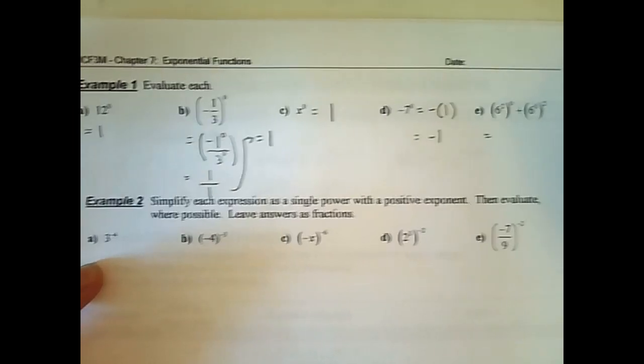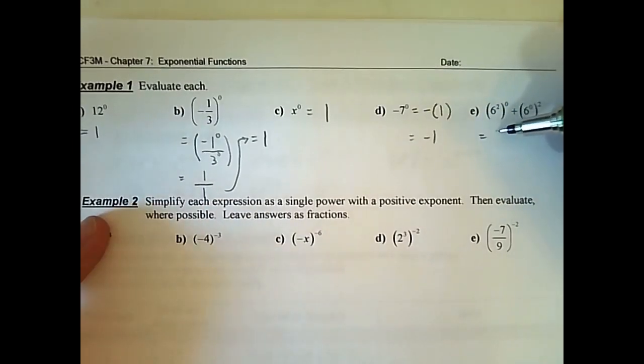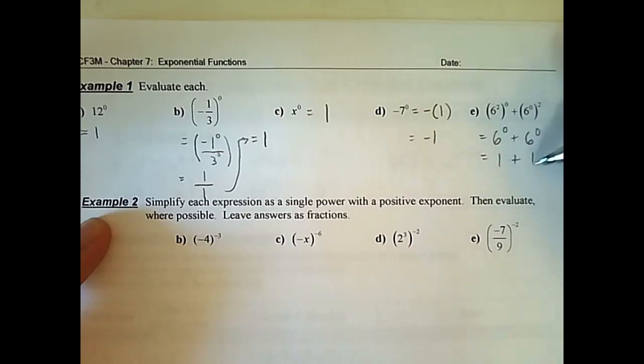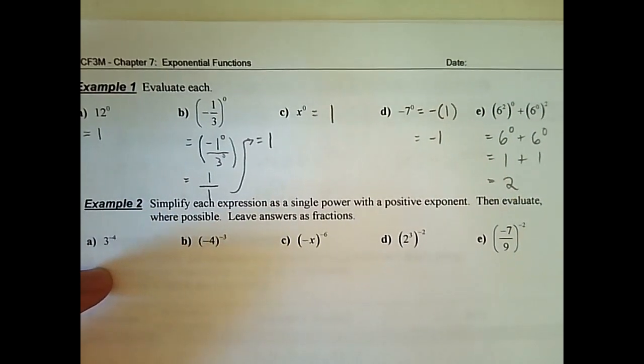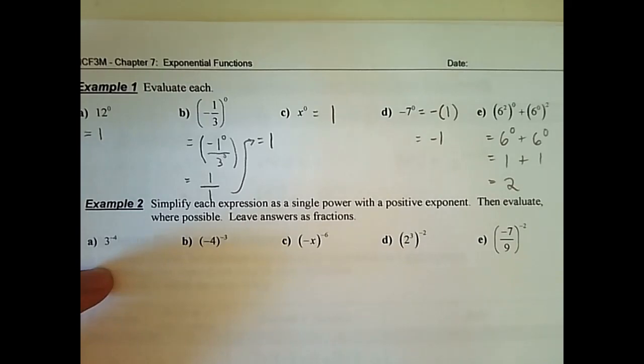Last one, I'm multiplying these two. 2 times 0 is 0. 0 times 2 is 0. 1 plus 1 is equal to 2. So that's the first one, just working with 0 as an exponent. Remember, it's equal to 1.